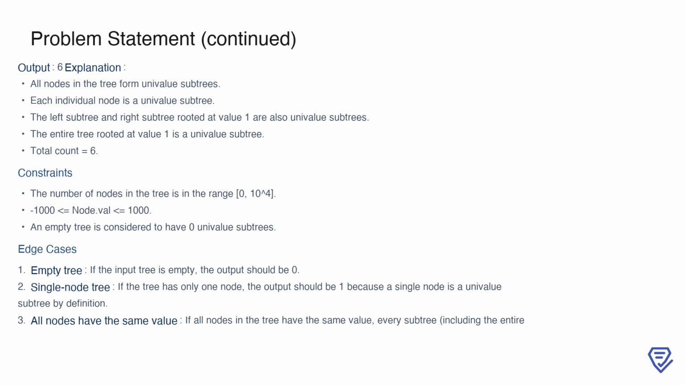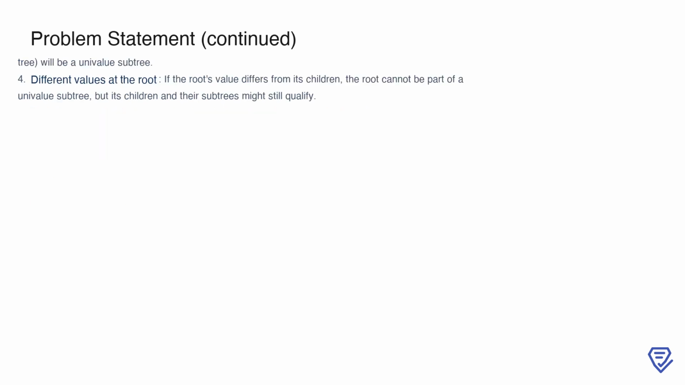Next, let's consider the constraints and edge cases that can arise with this problem. The problem comes with clear constraints. The number of nodes in the tree can range from 0 to 10,000, and the values of the nodes lie between -1,000 and 1,000. Notably, an empty tree is defined as having 0 univalue subtrees.